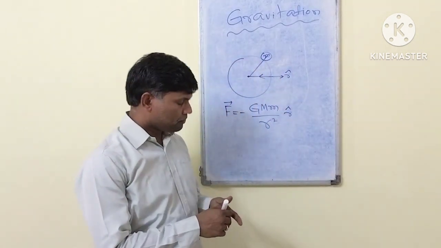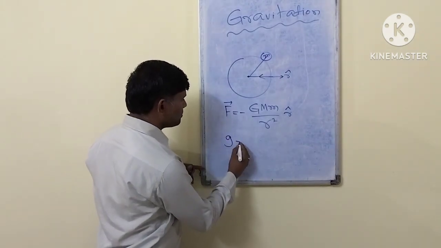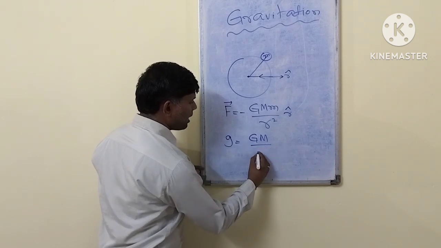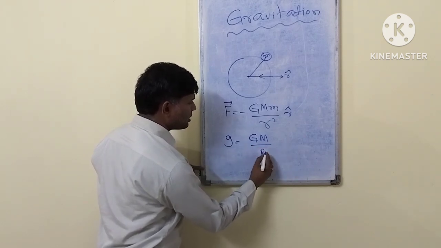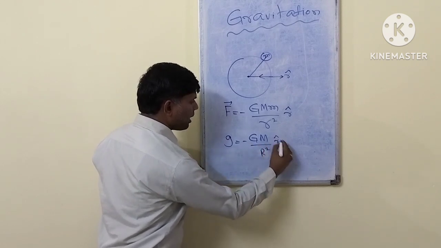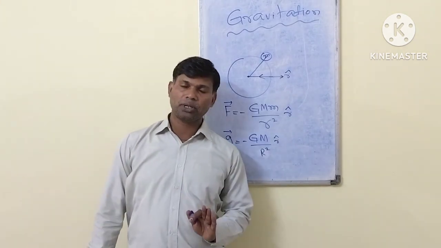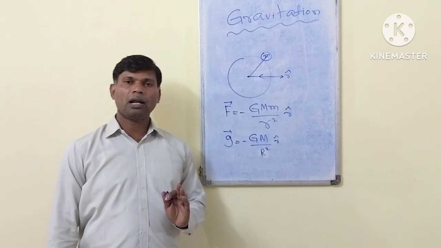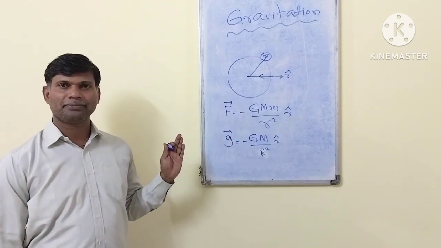Okay. Now we will write this also. g is equal to GM by R square. This is capital R square, the radius of earth. This also has a minus, you have to write. r cap is a unit vector. Here g is a vector. Acceleration due to gravity is also a vector. The direction of g is always towards the center of earth.